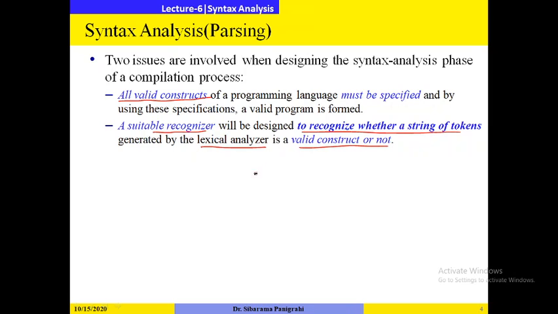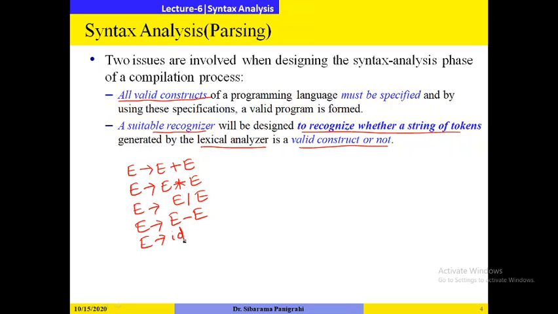In order to represent the valid constructs of a programming language, it uses context-free grammar. Let me give you one small example for representing an expression. Let me represent the expression by the variable E. So E gives E plus E, E gives E star E, E gives E division E, E gives E minus E, and E gives id. Here I want to verify whether an expression containing the 4 operators plus, multiplication, division and minus is a valid construct of the language or not.